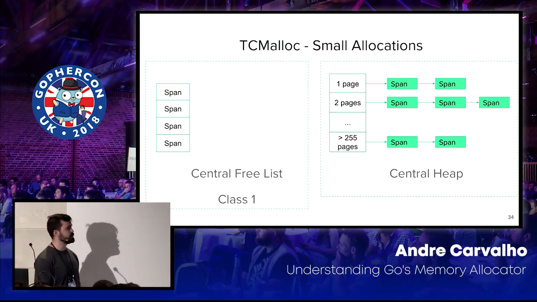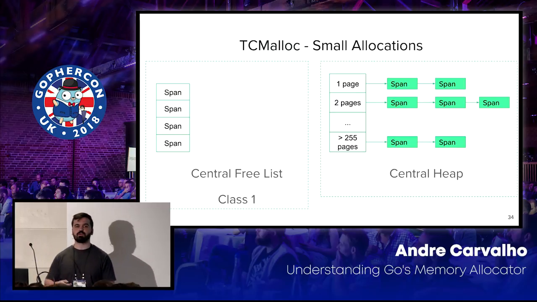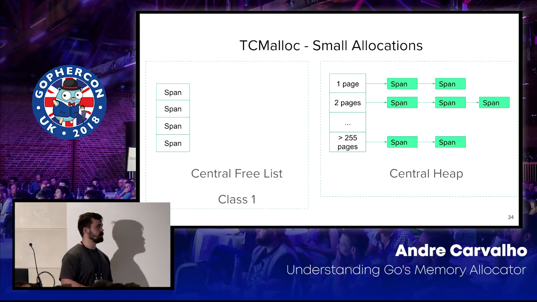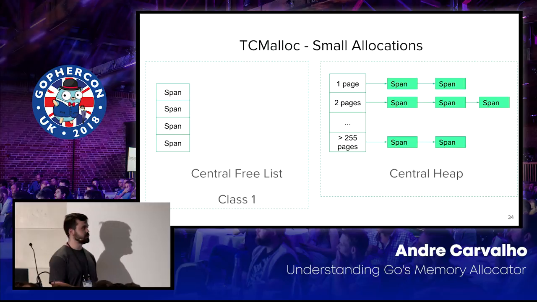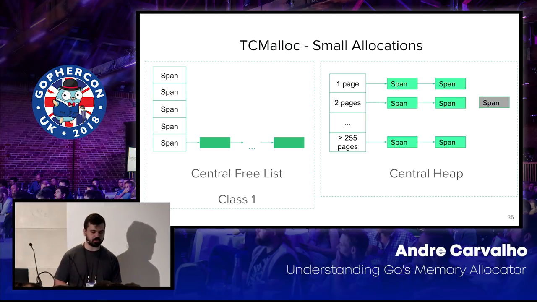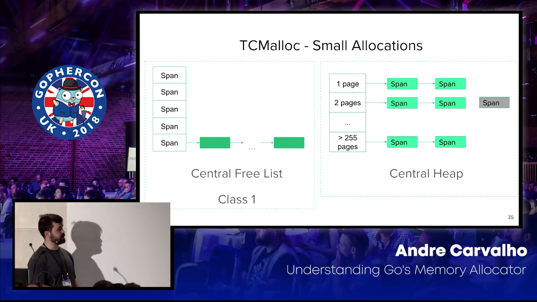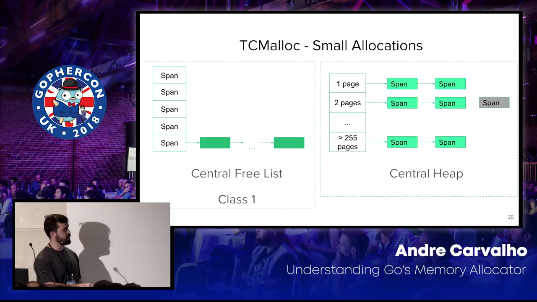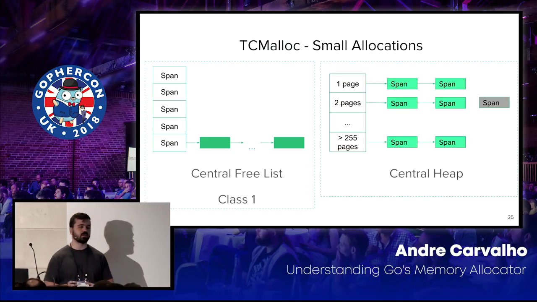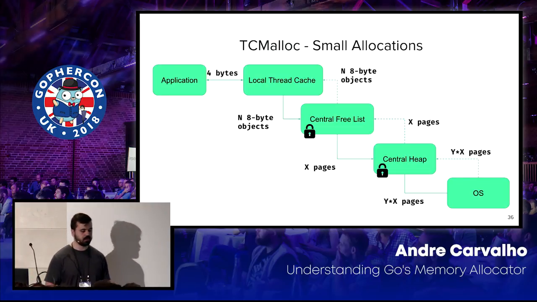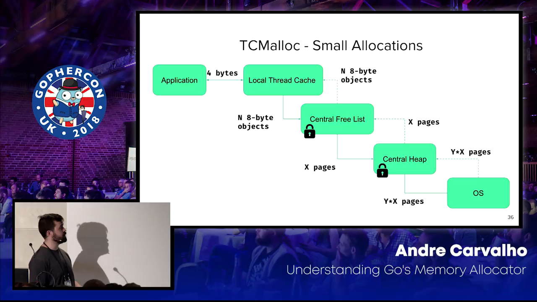The central free list is then going to ask for a new span from the central heap. And this requires another lock, which is global for the entire execution. So this new span is acquired from the central heap and is added to the central free list. And some of those objects are going to be given to the local thread cache, and one of them is going to be used by the application. So this is the path of a small allocation.